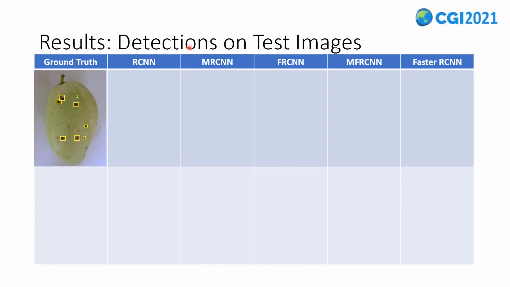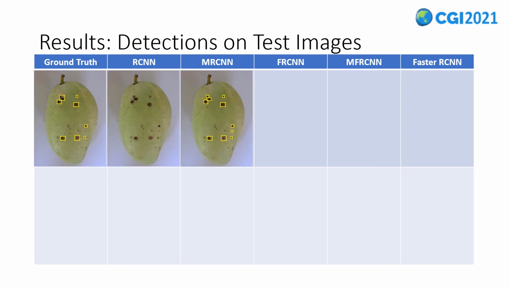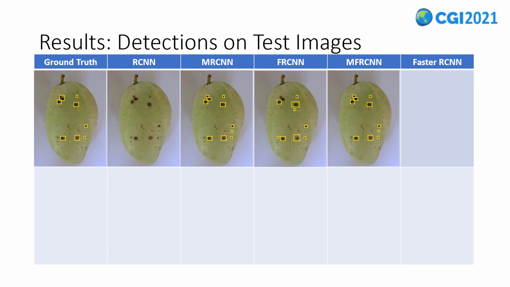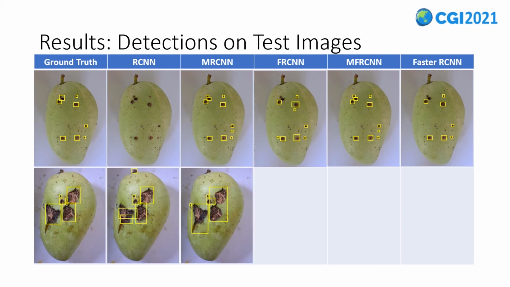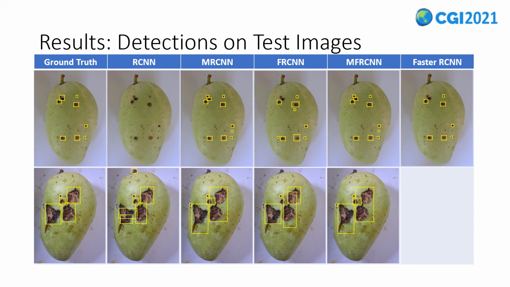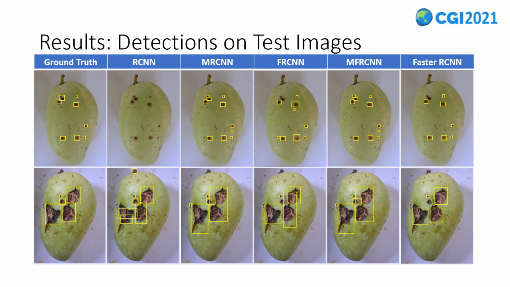Another observation can be made in this test image. The blemishes found at the top left of the mango were annotated in 1 bounding box due to their proximity. We can see here that our modified approach generated separate detections for such cases, which may be useful for multiple types of defects. We also observed that all models had difficulty in locating connected blemishes as shown in this slide.